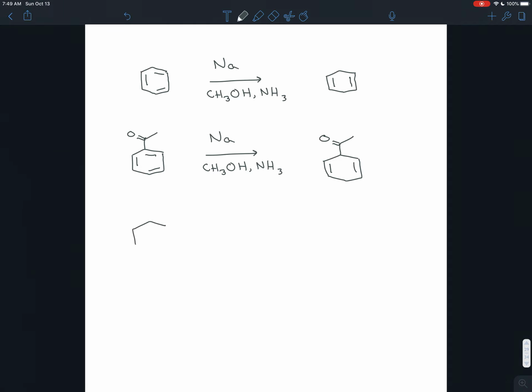On the other hand, if you have an alkyl group, so any sort of carbon chain, here I'll just put a methyl group, and you do the same reaction, you still get the reduction, but the pi bond will always be bonded to the carbon that has that branch on it. So in other words, this carbon does not get reduced. It does not get a hydrogen.